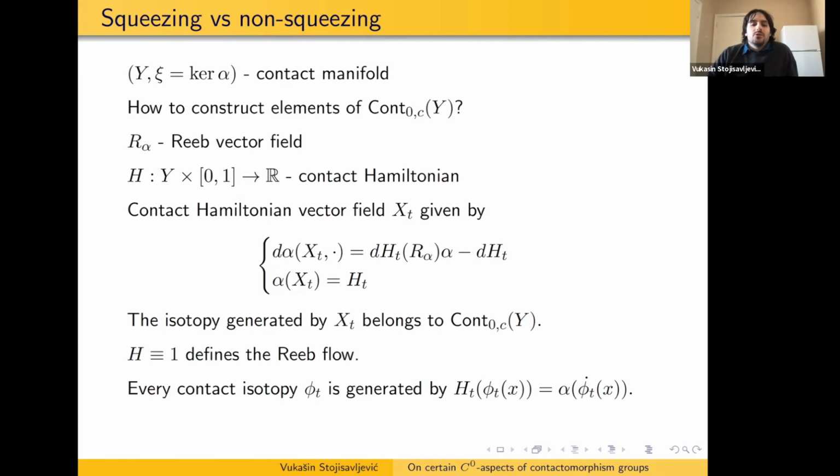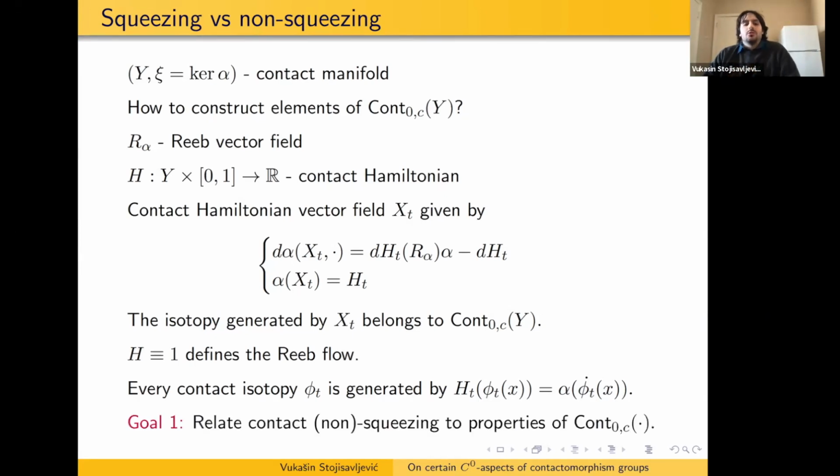And in fact, every isotopy can be generated in this way. So this is, again, similar to the Hamiltonian case. We just plug in this tangent to the isotopy in alpha, and we get our function. And okay, so somehow we identify isotopies with functions, and now the first goal is to relate this squeezing and non-squeezing to some properties of the group of contactomorphisms.